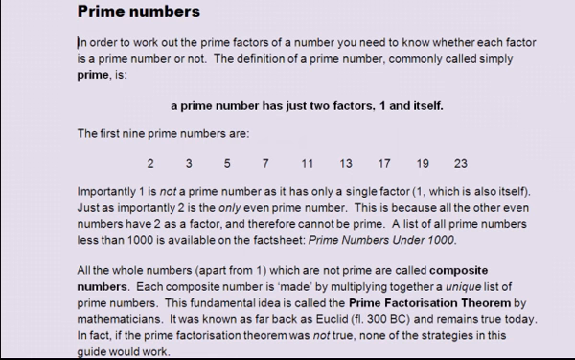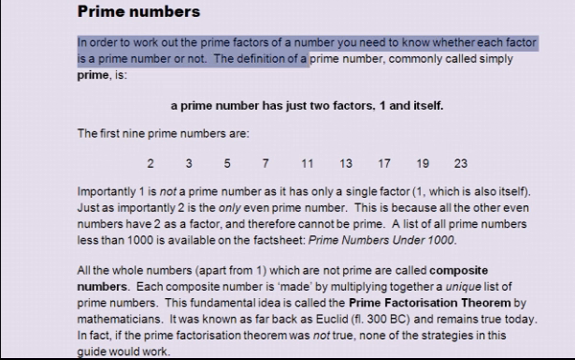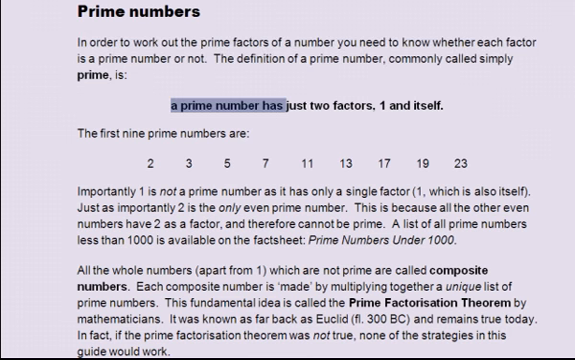Prime numbers. In order to work out the prime factors of a number, you need to know whether each factor is a prime number or not. The definition of a prime number, commonly called simply prime, is a prime number has just two factors, 1 and itself. The first 9 prime numbers are 2, 3, 5, 7, 11, 13, 17, 19 and 23.